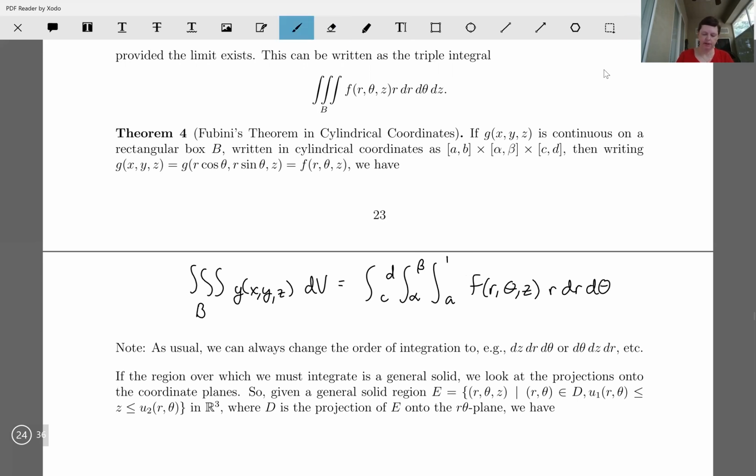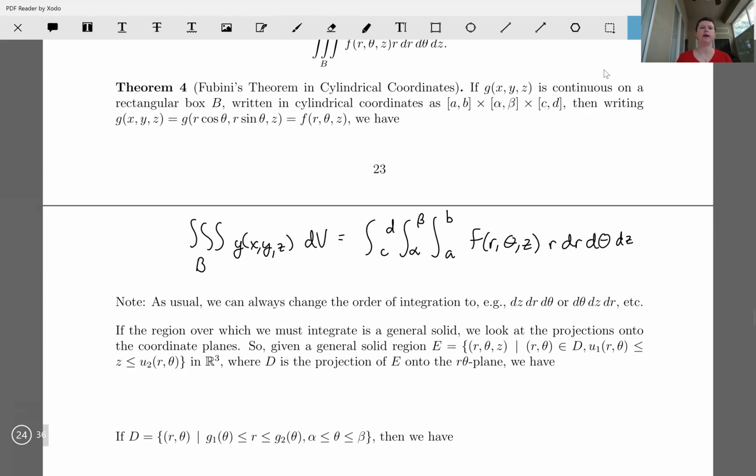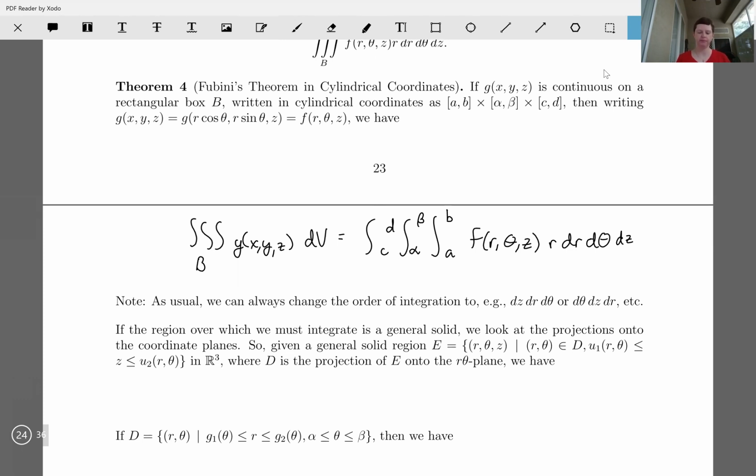Of course, as usual, we can always change the order of integration to, for example, dz dr d theta or d theta dz dr, whatever happens to be the most convenient for the problem. So for example, if the region over which we need to integrate is a general solid, recall that we're just going to look at the projections onto the coordinate plane.